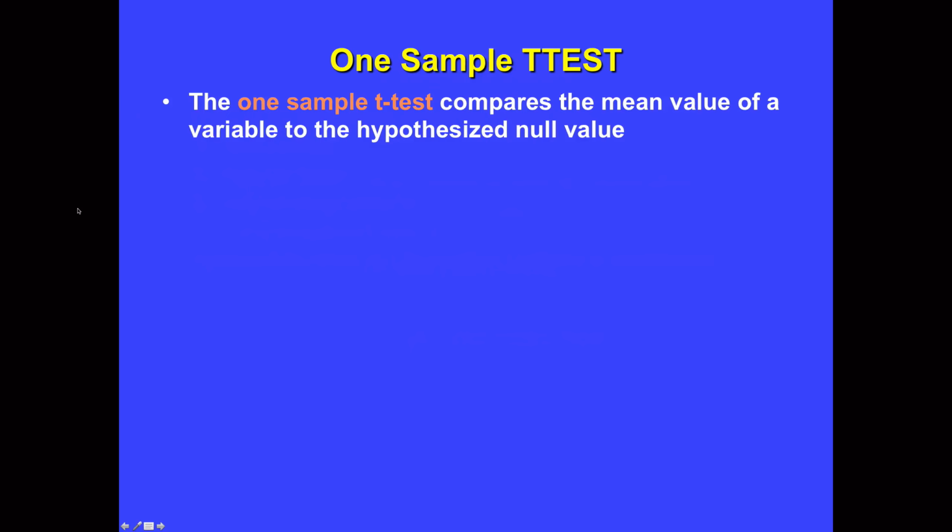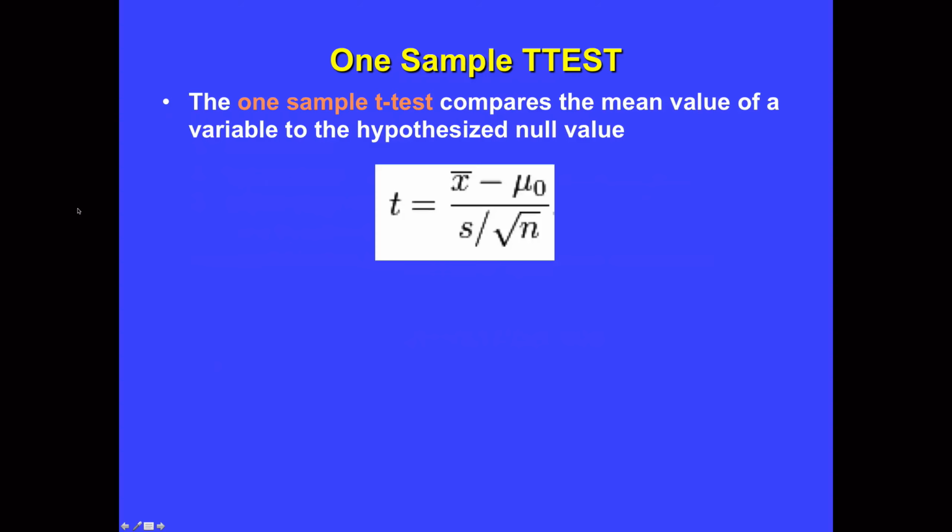So we'll start with the one-sample t-test, which compares the mean value of a variable to some hypothesized null value. For example, here we're getting a t-statistic, which is defined by the observed mean. We could think of this as the observed mean blood pressure from our sample, subtracting off some hypothesized true mean of the larger population that we don't know but make a guess at, and then divided by the standard error, or the standard deviation divided by the square root of n.